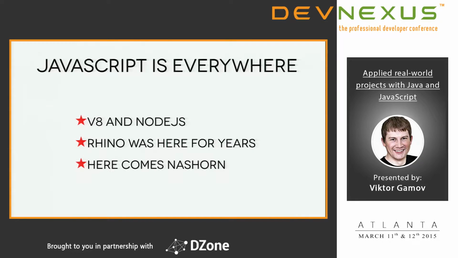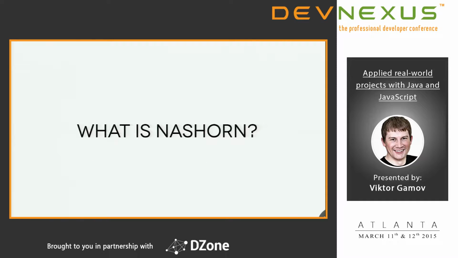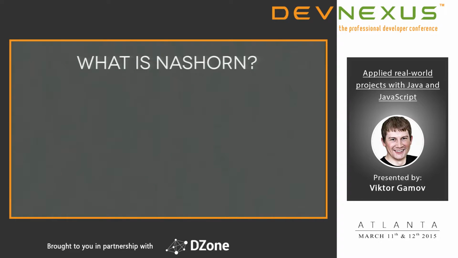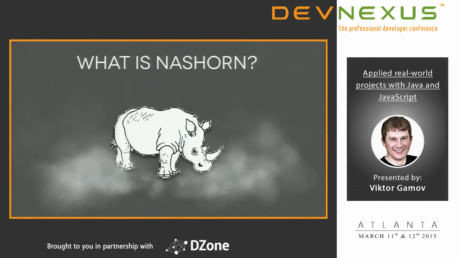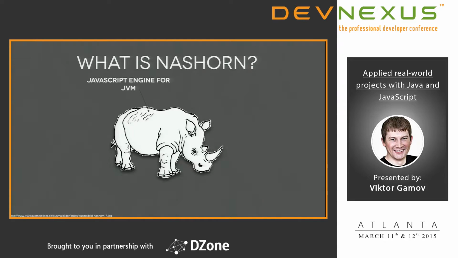But here comes Nashorn, and let me give you a couple of ideas about what Nashorn brought to us. First of all, Nashorn is a modern and very high-performance engine for JavaScript, written in Java and running on the JVM. So it's a 100% implementation in pure Java. There are no hacks to native libraries and stuff like that.